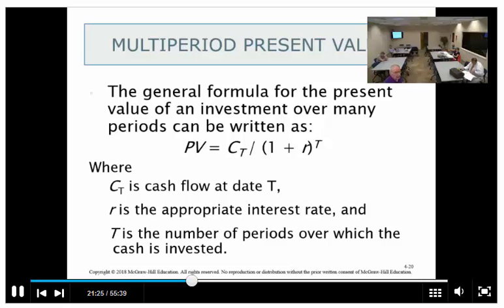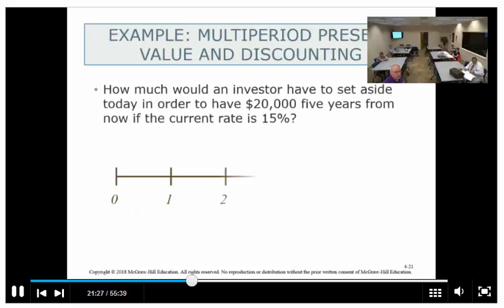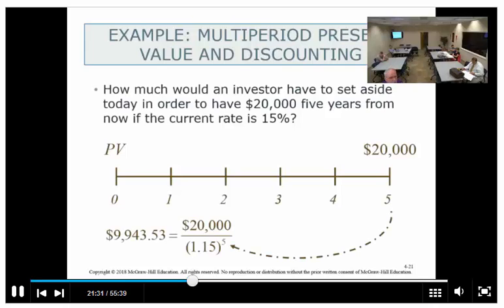Okay, so the example here is, what's the value of $20,000 to be received 5 years from now if the interest rate is 15% a year? In other words, what we're doing is we're taking this $20,000 and we're bringing it back 5 years. All right, Matt, could you?